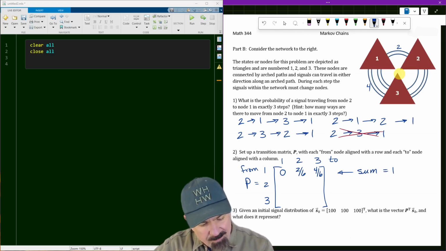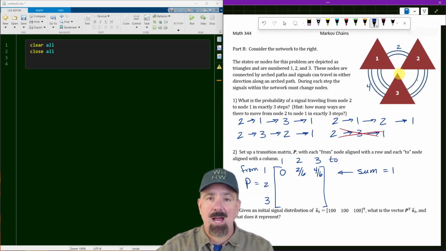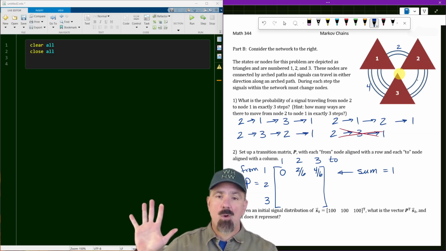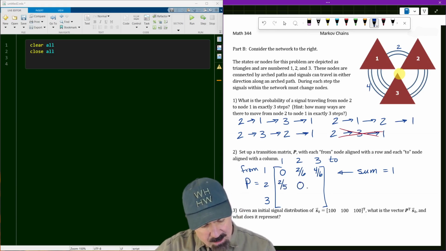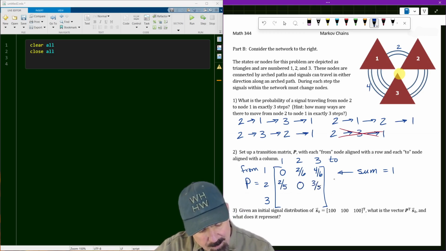Okay, going from 2 to 1, still 2 paths, but now there are 5 paths. We have a total of 5 ways to get out of 2, so that's going to be 2 out of 5. No signals in 2 can stay in 2, and then from 2 to 3 we have 3 paths. So we have the 3 paths remaining there. Again, of course, this sums to 1.